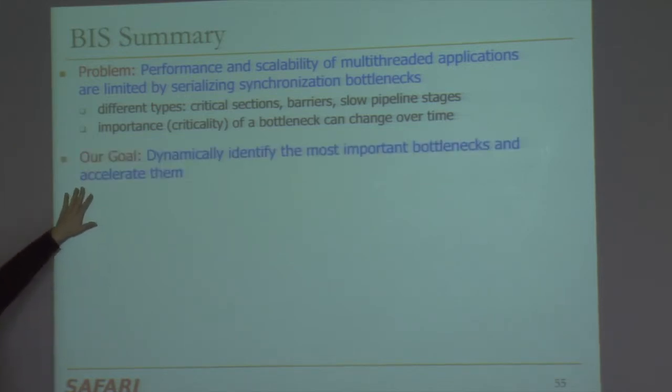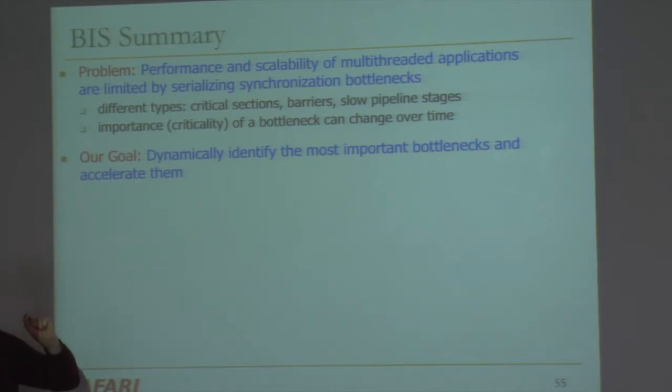So our goal in this work, which I think is really important going forward, is to dynamically identify the most important bottlenecks and accelerate them. Because ideally, you would like to identify the most important thing that's limiting your performance. And I think that's a general principle in designing systems. Whenever you design a system, you'd like to first identify the most important bottleneck, fix it, and then go into the next most important bottleneck, fix it. That way, you can improve the systems much better.